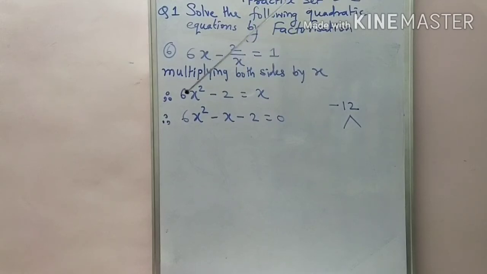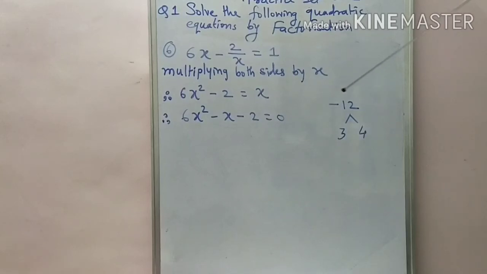So the equation is 6x² − x − 2 = 0. The next method is to multiply the constant term with the coefficient of the square term. 6 twos are 12, and minus as it is, so −12. That means you have to find the factors of 12 such that the difference is 1. Those factors are, yes, exactly 3 and 4.